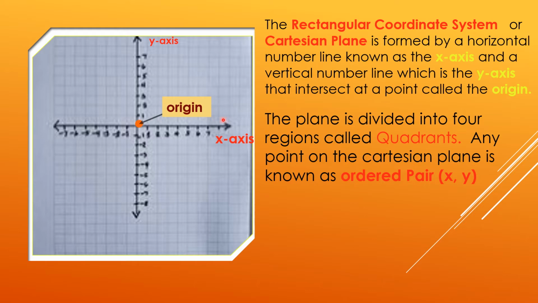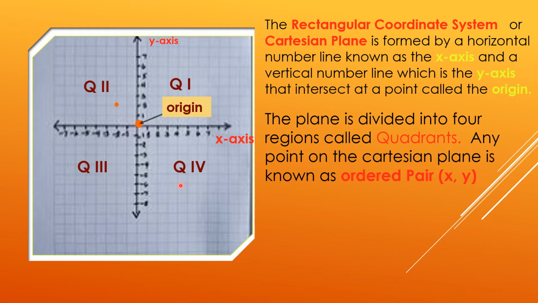Now, the plane is divided into 4 regions known as quadrants. So here, the plane is now divided into 4 quadrants. That's quadrant 1, quadrant 2, quadrant 3, and quadrant 4. So, counterclockwise.